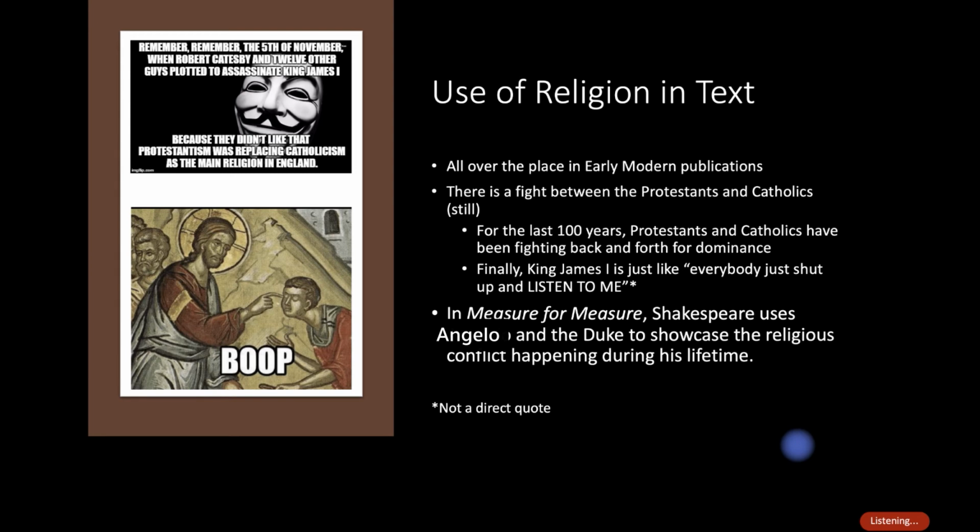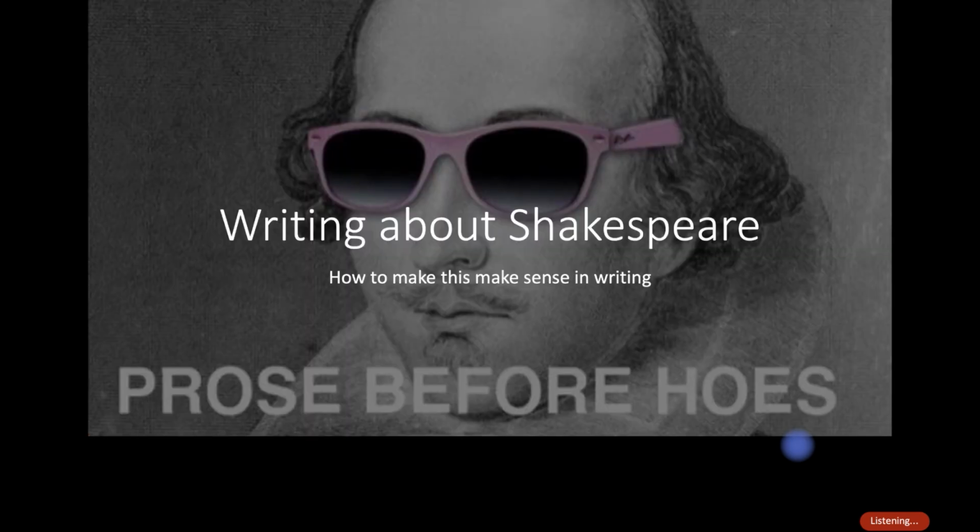There is a little bit of a typo in the next bullet point. In Measure for Measure, Shakespeare uses Angelo, not Antonio. I apologize for that. And the Duke to showcase the religious conflict happening during his lifetime, right? So Angelo is going to be the puritanical one who wants control over everybody else, who wants to have these really strict measures. And then we have the Duke, who is more relaxed, kind of laid back, the older kind of style of religion. So just keep in mind that conflict is happening in the background. But in the foreground, we see Isabella, who's a nun, right? So you'd think that the use of religion would be solely around her, but it's not necessarily. Okay, so you want to make sure that you've got that in your mind as we continue reading.